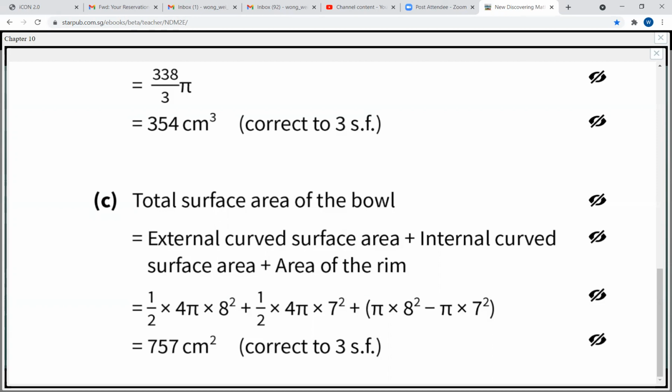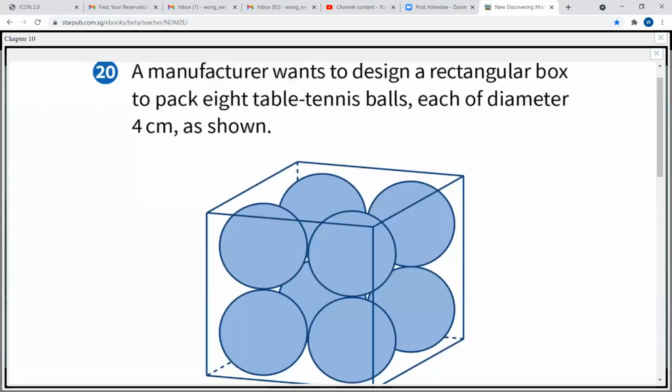Final question, number 20. Anybody needs more time? Ling Huan finish? Finish. Matthias, you look very engrossed in something. You're looking at the next question already, is it? Why your face like turning red?